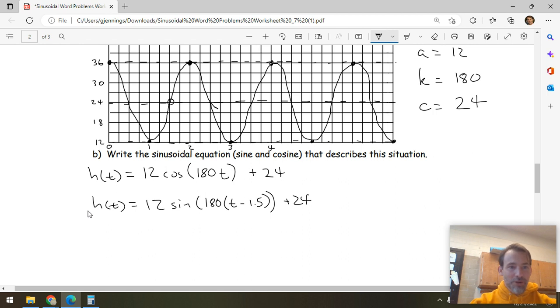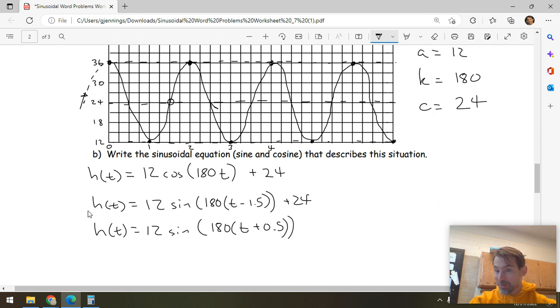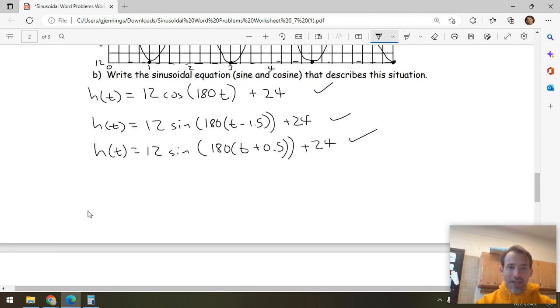All right. I also know that this was back here rising and crossing the midline at negative half a second. So another one would be 12 sine 180 times t plus 0.5. And this would win style points because the d value is the smallest possible without using cosine. So then plus 24 still. Okay, so those would be correct, and super correct. All right, and that's how I would do that one.